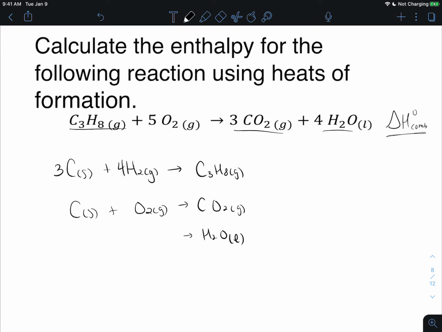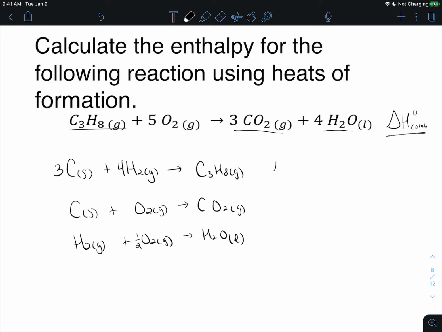And then our H2O, H2 gas plus O2 gas. Our hydrogens are already good. We have 2 on the left side, 2 on the right. We just need to put a 1/2 in front of our oxygen to take it from 2 to 1. So we're basically dividing that 2 by that 2 to give us 1.